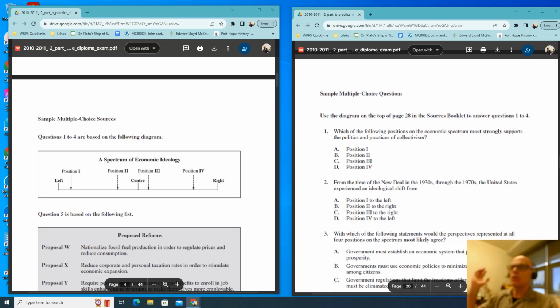All right, welcome. And this will be a review for Social 30-2 by looking at some Part B questions released following 2011. And you can see I have two screens up. One screen on the left has the sources, the other screen on the right has the questions.